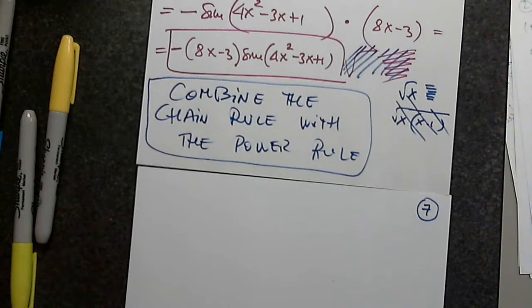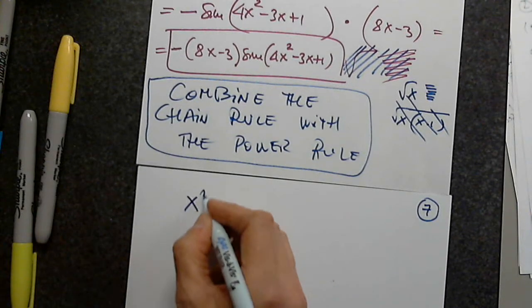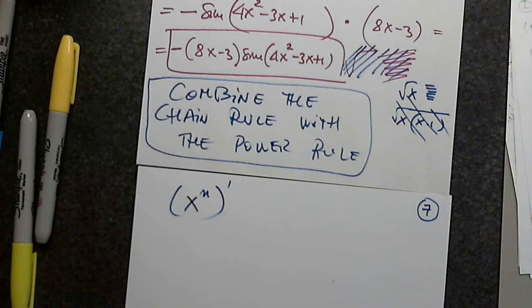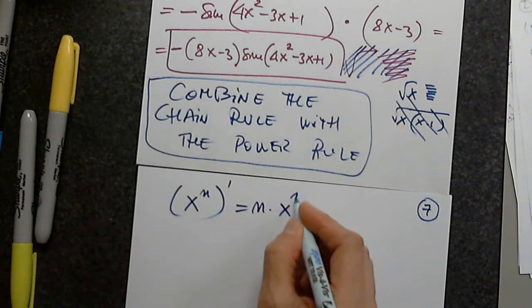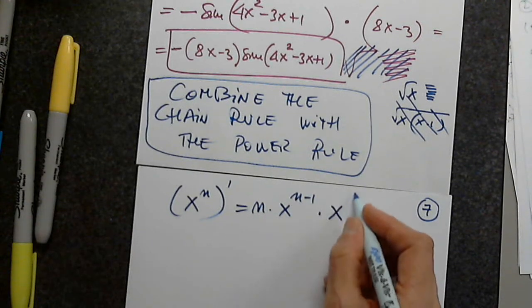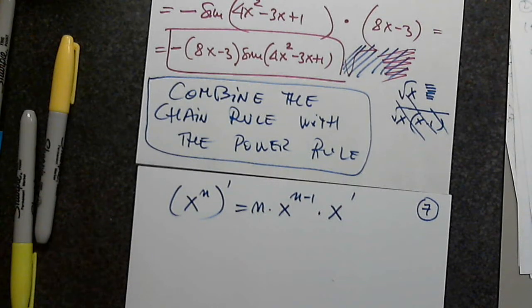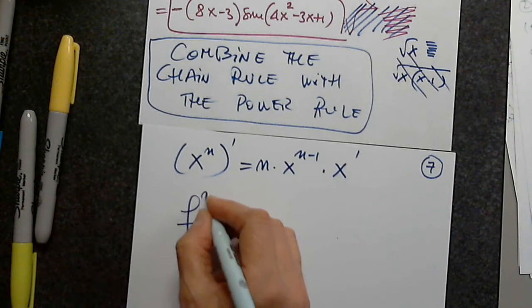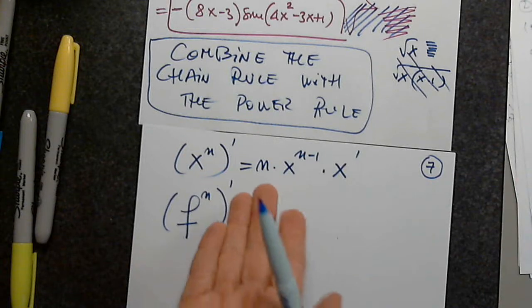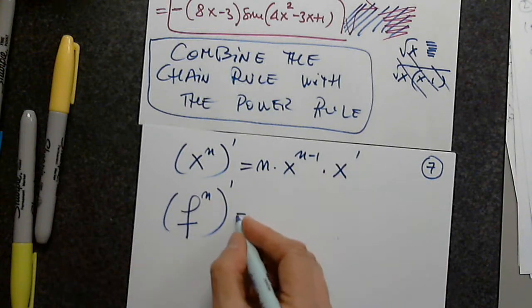One more time. If I differentiate x to the nth power, which is a plain x raised to the nth power, I know the answer is n times x to n minus 1 times x prime. Leave it alone, I know it's 1. But now I have a function raised to the nth power. Please follow the pattern and tell me what to write.